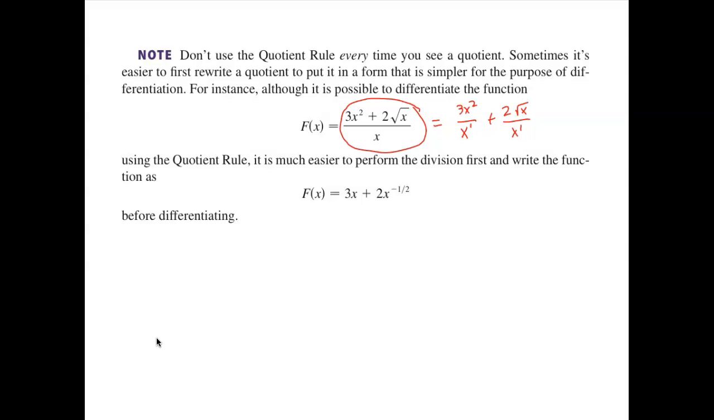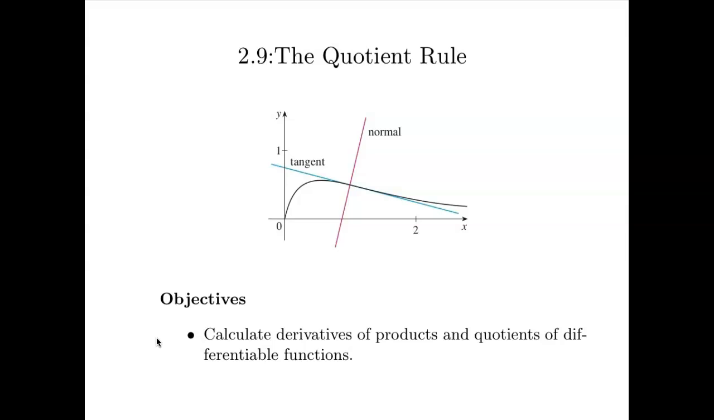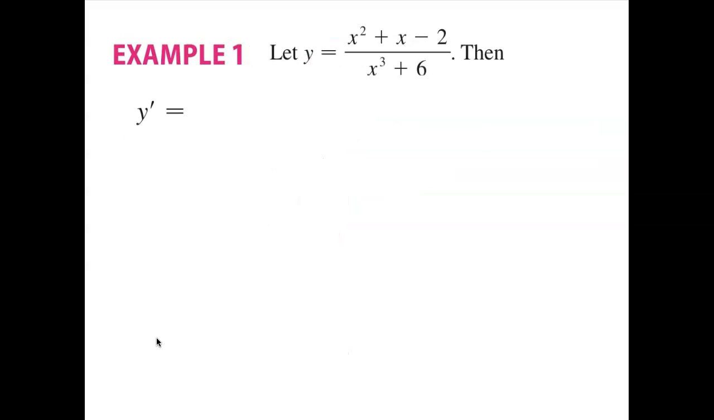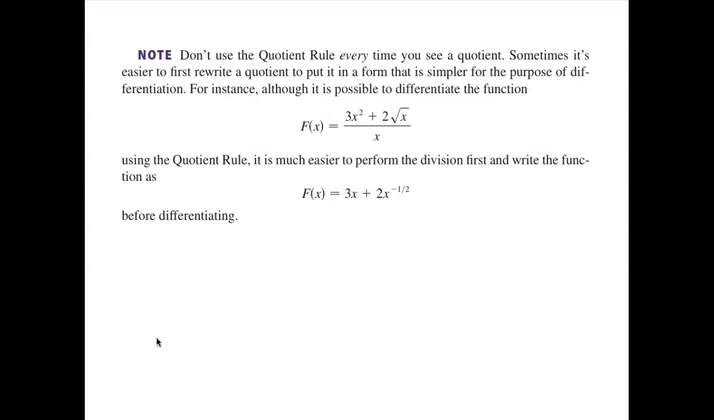Now, okay, so I had 3x squared over x plus 2 root x. What I was about to do was rewrite root x as x to the 1/2 over x. And these are technically x to the first power. What can I do with the exponents to simplify a quotient of powers?